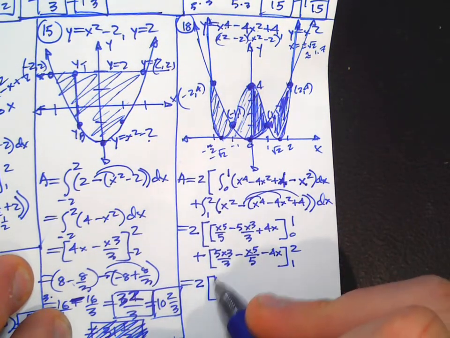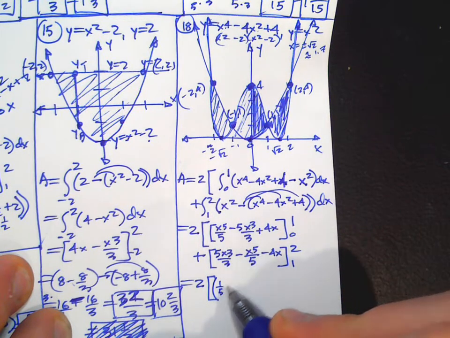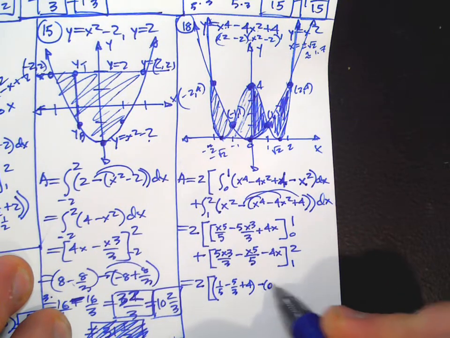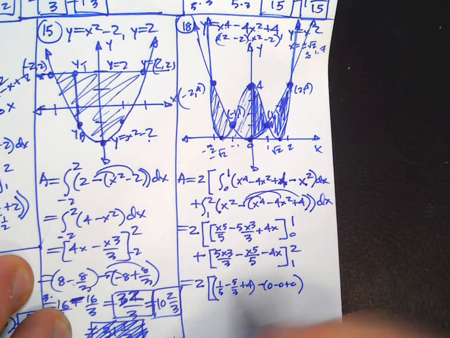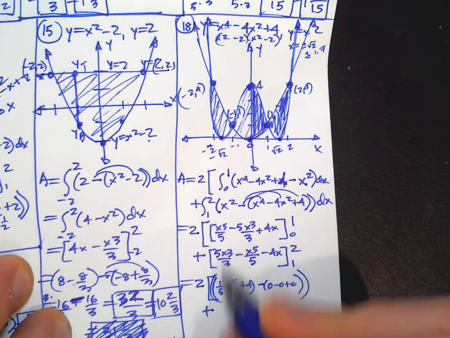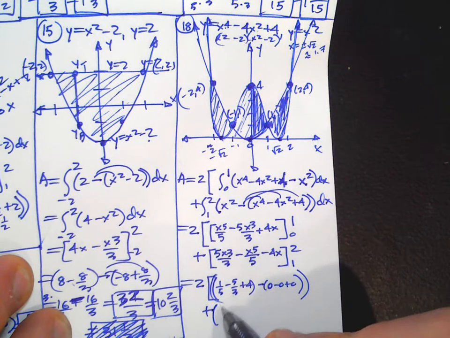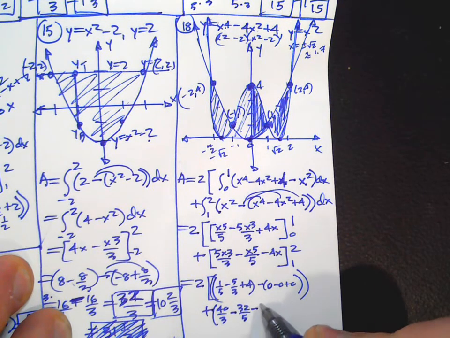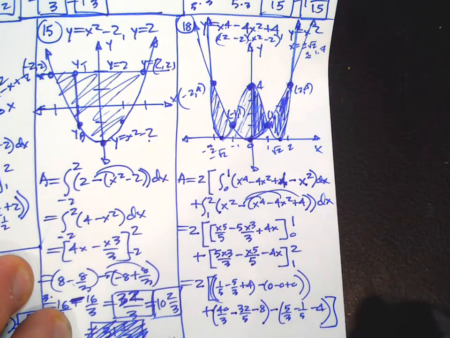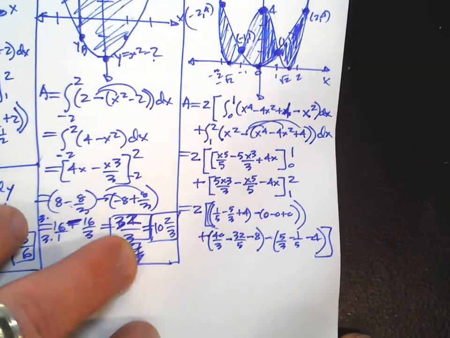So then we're going to plug 1 in here. It's going to be 1/5 minus 5/3 plus 4 minus 0 minus 0 plus 0. And then plus, we're going to plug 2 in, and that's going to be 5 times 8 is 40/3 minus 32/5 minus 8. And then I'm going to plug 1 in. It's going to be 5/3 minus 1/5 minus 4. Ugh. So now we got to just try and simplify all this stuff.